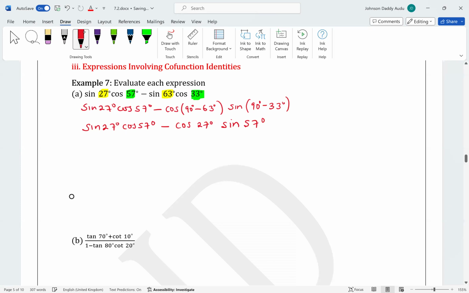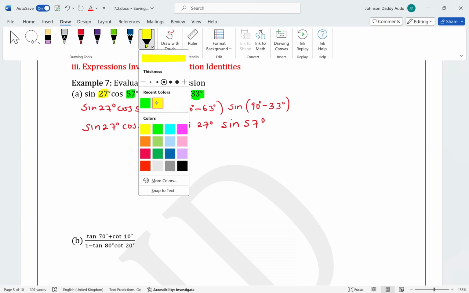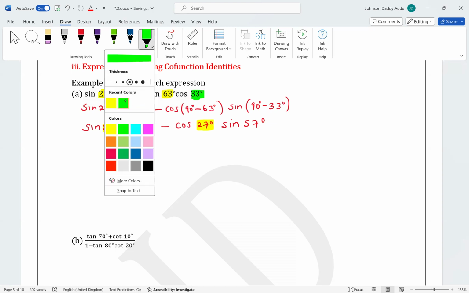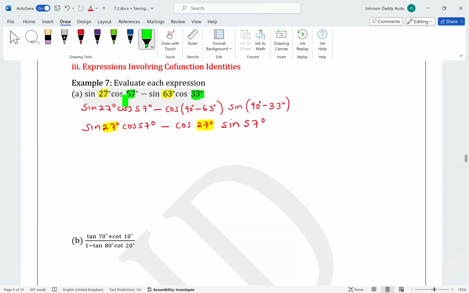You see that now the angles are the same. So we can apply our formula. You see this is 27. This is 27. And this is what? Is 57. And this is also 57. All right. But we can still see that it's a combination of sine and cosine. So definitely this will go with the sine, not the cosine, right?